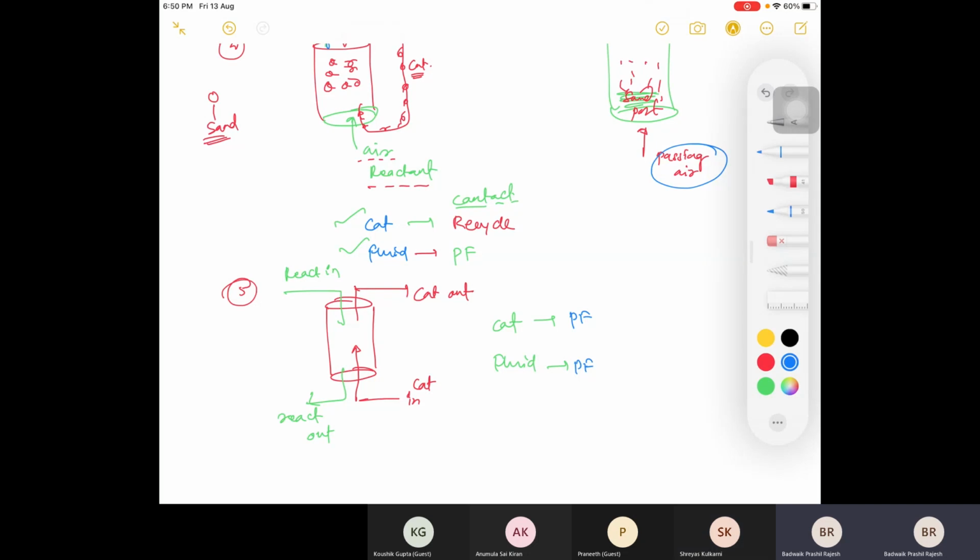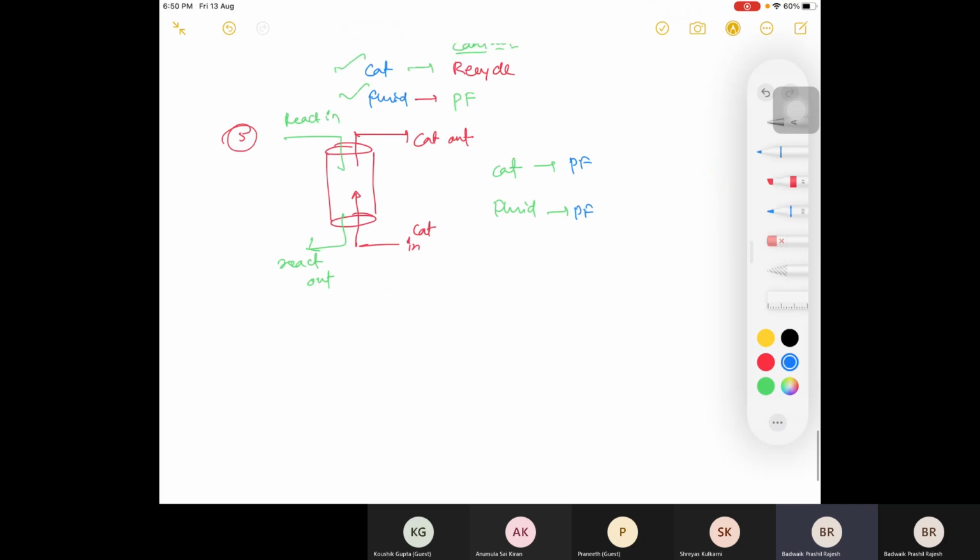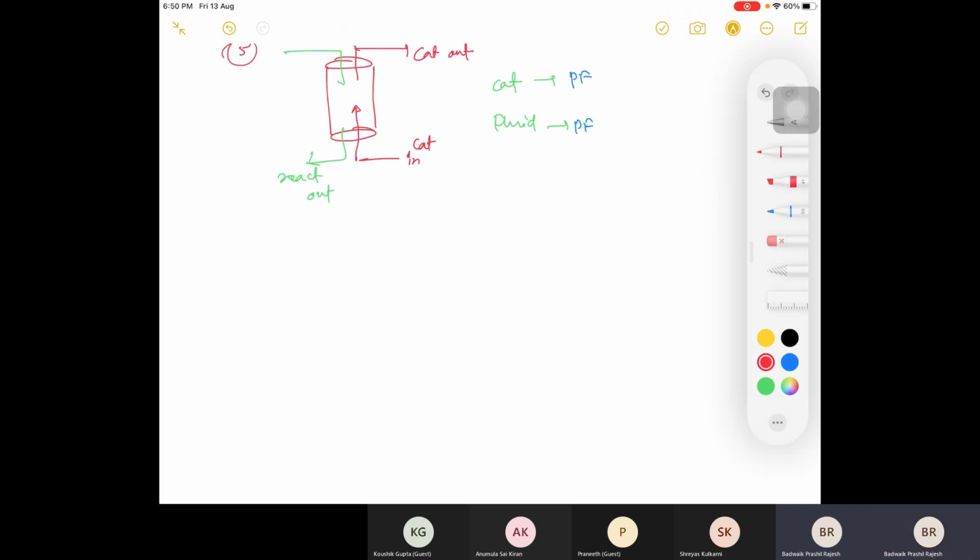Okay. Now next thing is, there are two conditions I am telling. I am having a packed bed reactor. Okay, I am having a packed bed reactor with me. This is my packed bed reactor I am drawing.